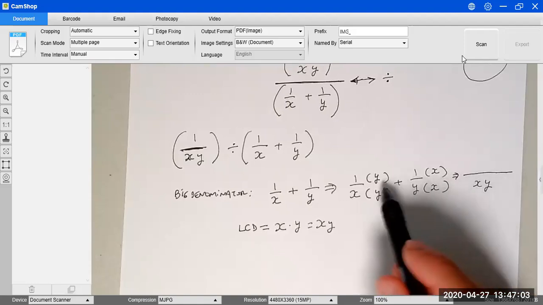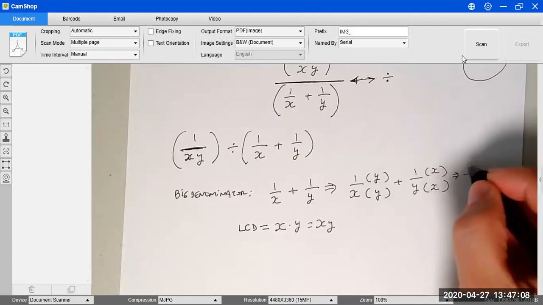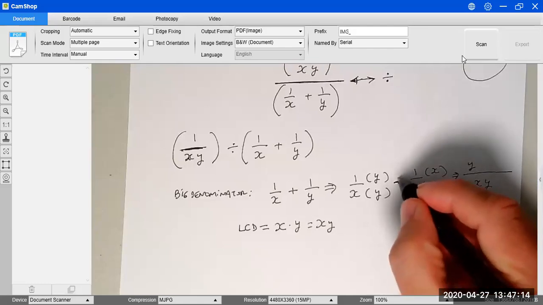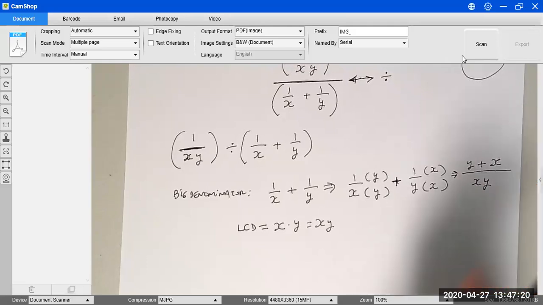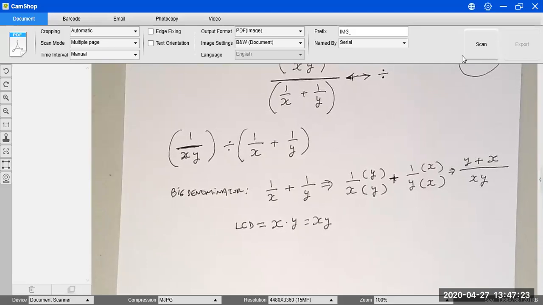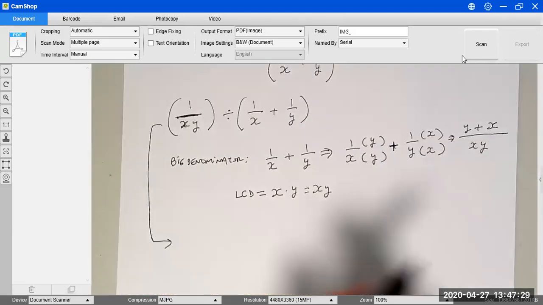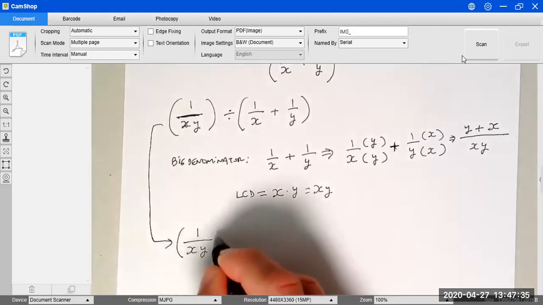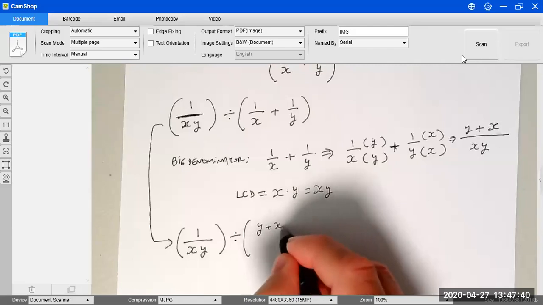And then we have the numerator, which is going to be y plus x, because y times 1 is y, and 1 times x is x, and we have this plus in between, so we need to incorporate that one into the numerator. So I have y plus x. So now I can rewrite my complex rational expression by using just simple fractions or simple rational expressions. The first one is already in a simple form. The second one is going to be y plus x over xy.